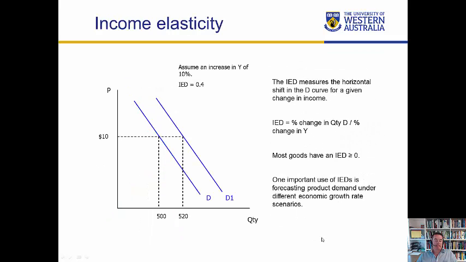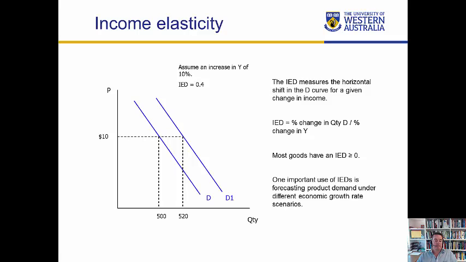The next elasticity measure is the income elasticity, and what I've assumed here at the top of the slide is an increase in income. We very often use Y to signify income. An increase in income of 10%. That shifts the demand curve to the right for a normal good.